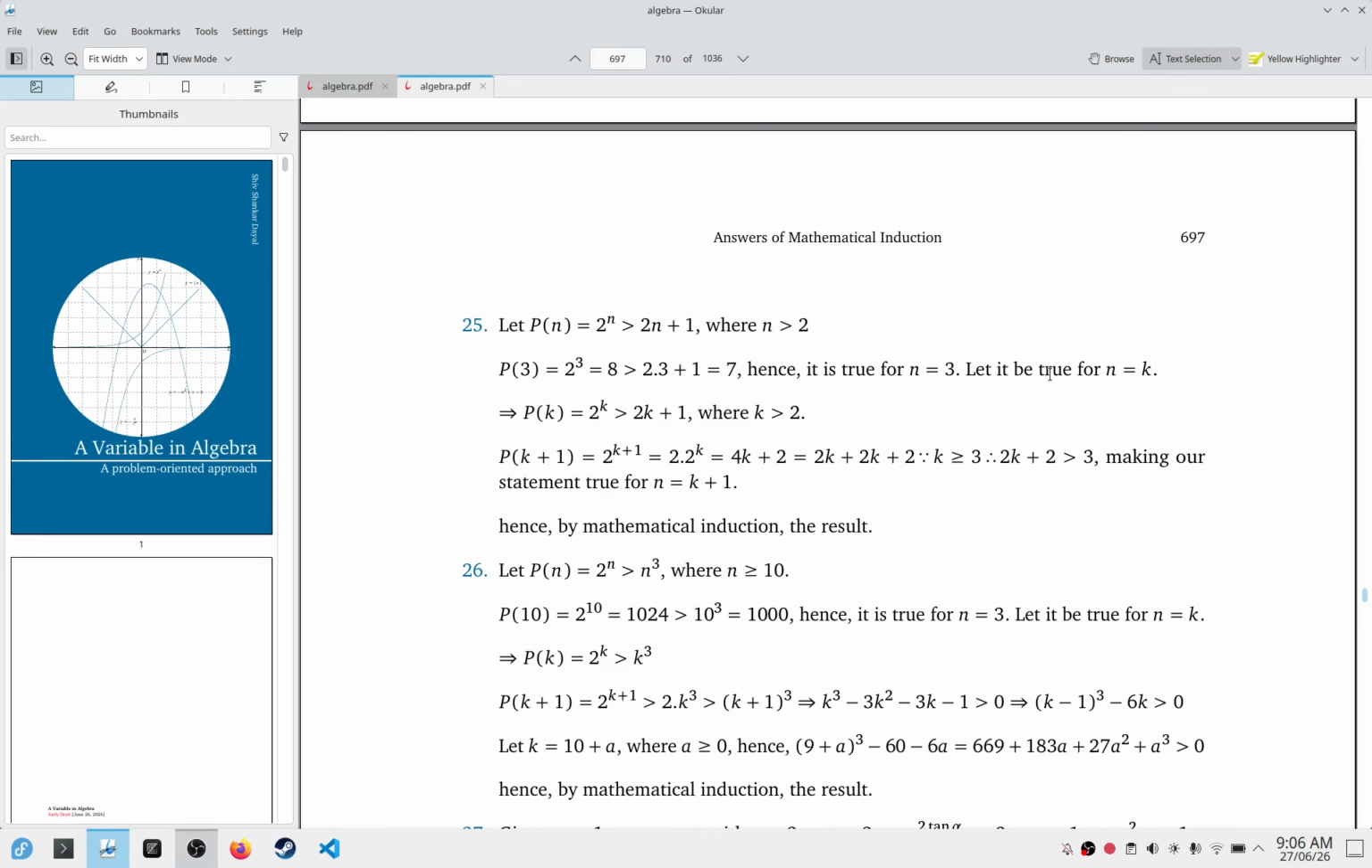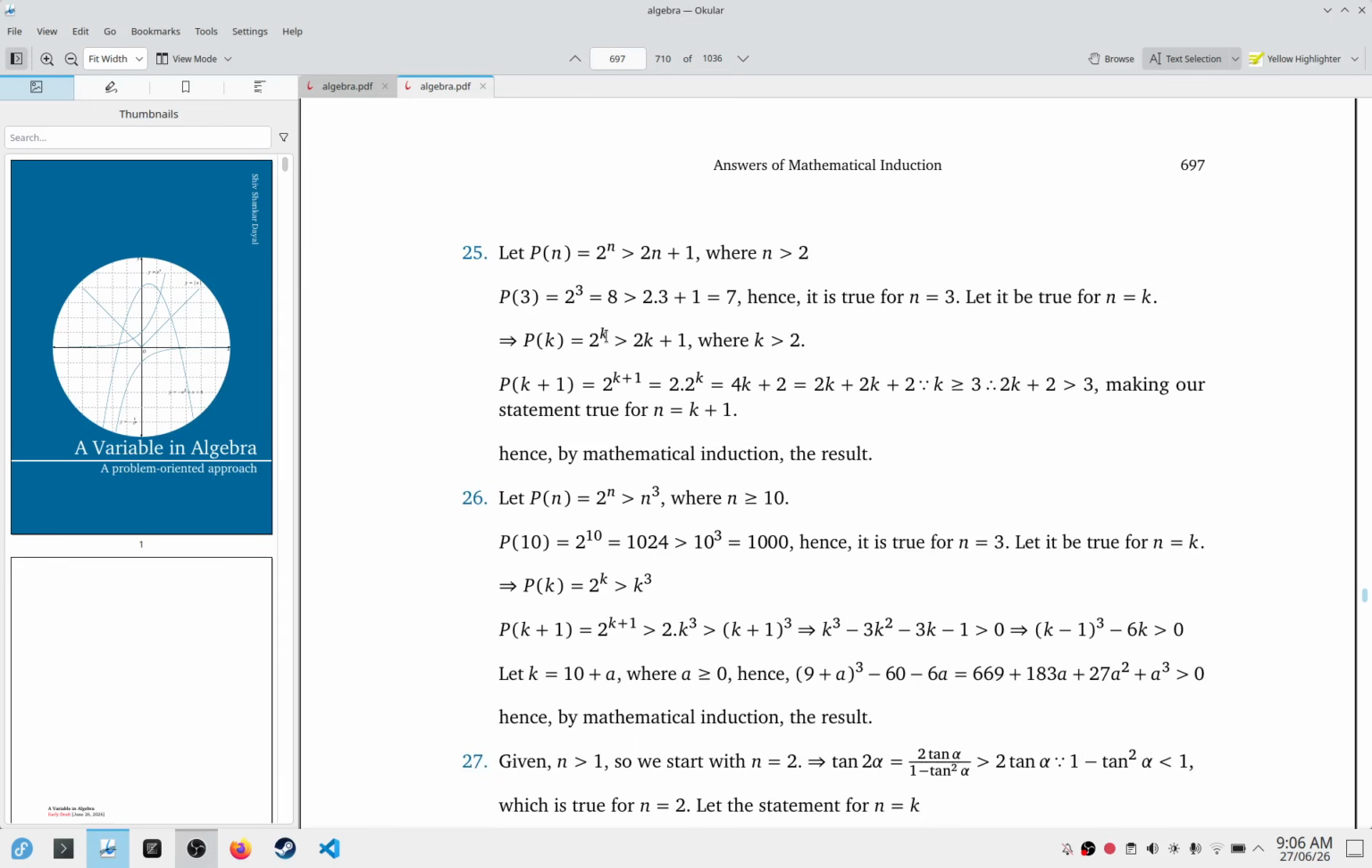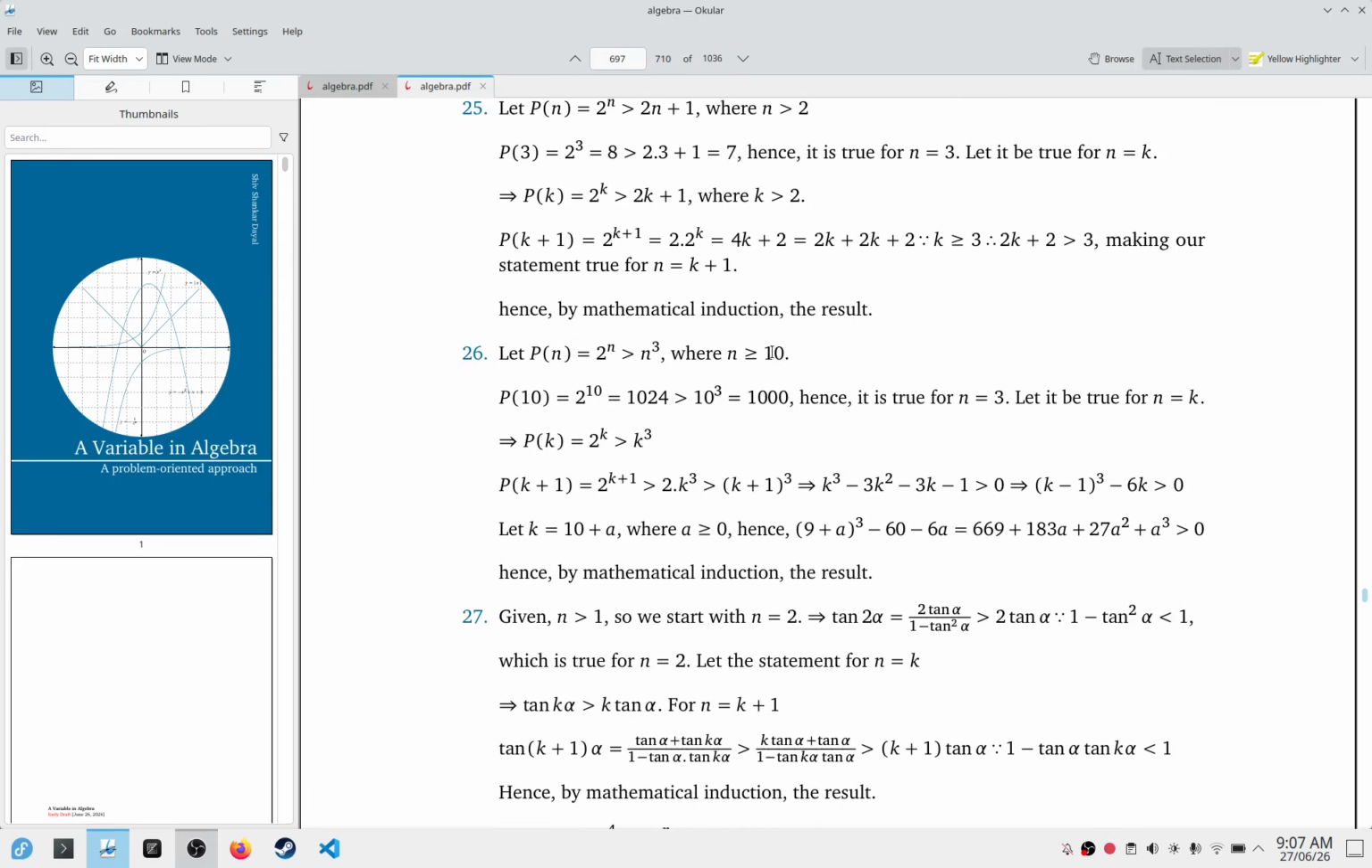So it is true for n is equal to 3. We let it be true for n is equal to k. So the relationship becomes 2 to the power k greater than 2k plus 1, where k is greater than 2. Now we consider P(k plus 1), so the left-hand side becomes 2 to the power k plus 1, that is 2 into 2 to the power k. Now 2 to the power k is greater than 2k plus 1, we substitute here, it becomes 4k plus 2, which is equal to 2k plus 2k plus 2. Since k is greater than or equal to 3, 2k plus 2 is greater than or equal to 3, making our statement true for n is equal to k plus 1. Hence by mathematical induction, we have the result.